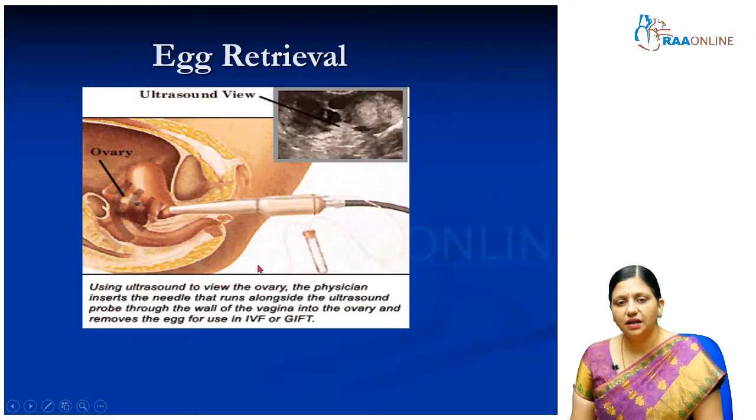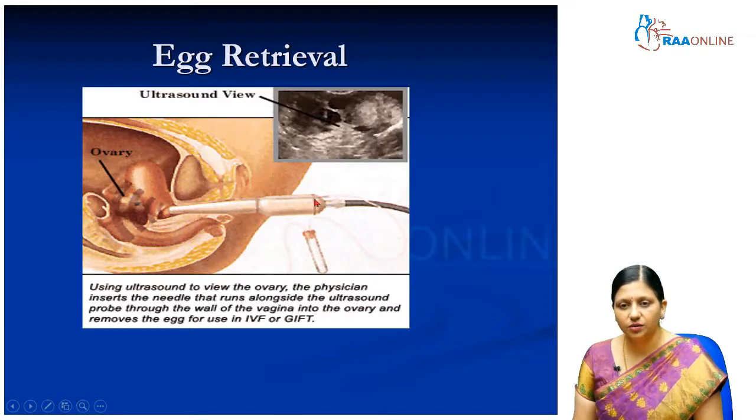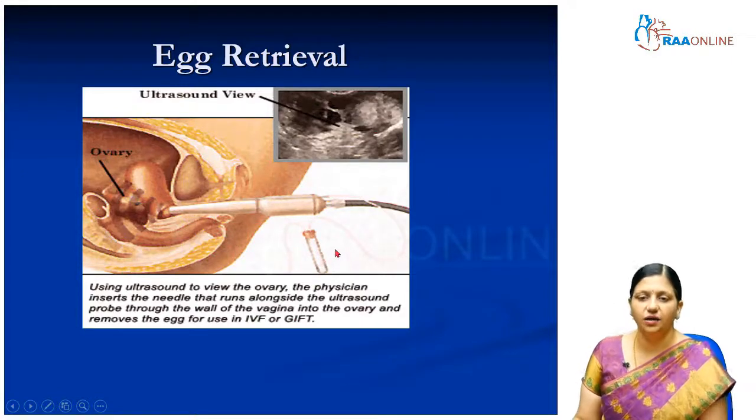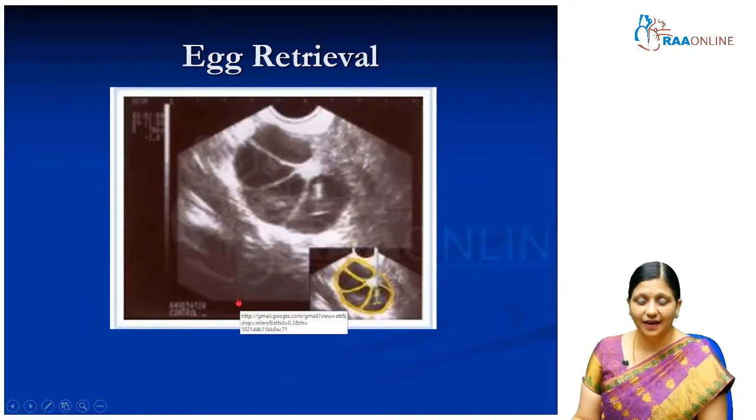Now this is a picture which is showing a transvaginal ultrasound, and this is an oocyte pickup needle which has been introduced, and this is the test tube in which the oocyte is collected, because this needle is connected to the test tube which is connected to a vacuum suction pump. So the moment the suction is applied, the oocyte gets sucked from this tubing into the test tube, and this test tube is now handed over to the embryologist. Now I would like to play this video of egg retrieval.